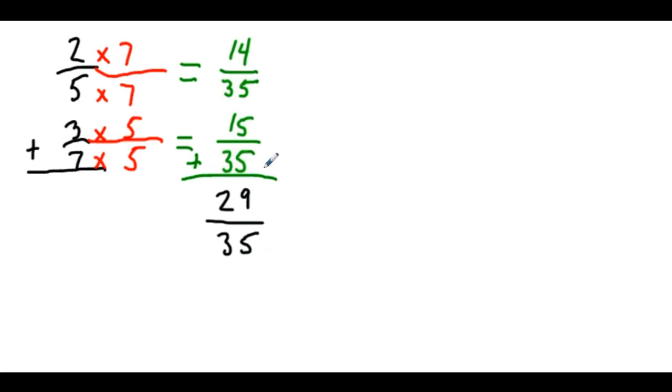Finally, we check to see if we can simplify this answer. We think about the common factors that are greater than 1. And for 29 and 35, there are no common factors except for 1. So we're in simplest form. Already doing great. We're done with this one. We don't need to simplify. Let's do one more addition problem.